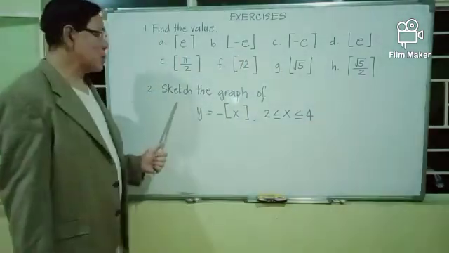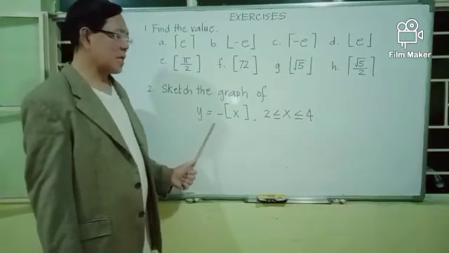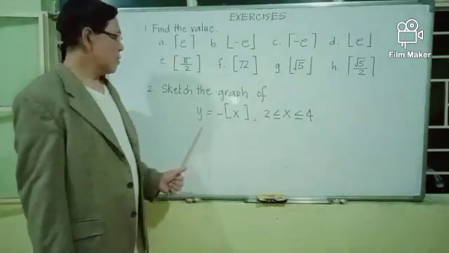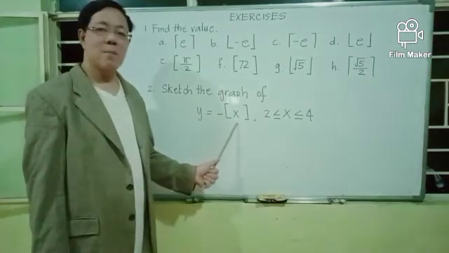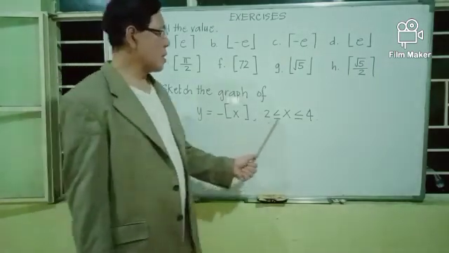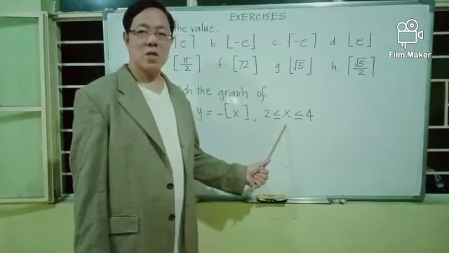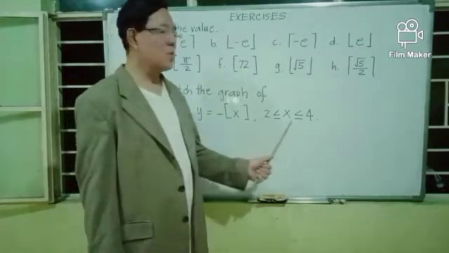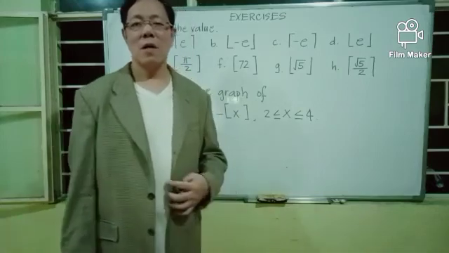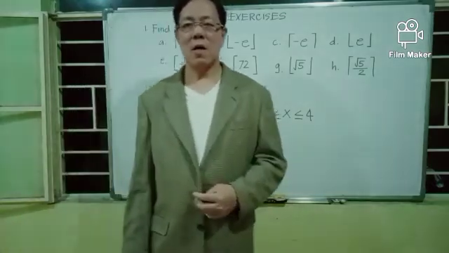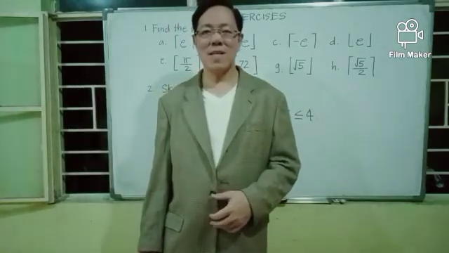And for number 2, sketch the graph of this greatest integer function y is equal to the negative of the floor of the real number x, where the real number x is in the closed interval from 2 to 4. And that completes our lesson for today on floor and ceiling.